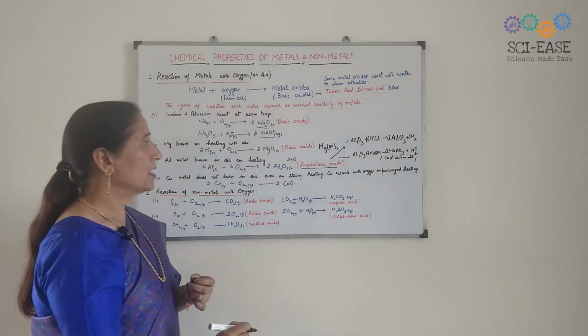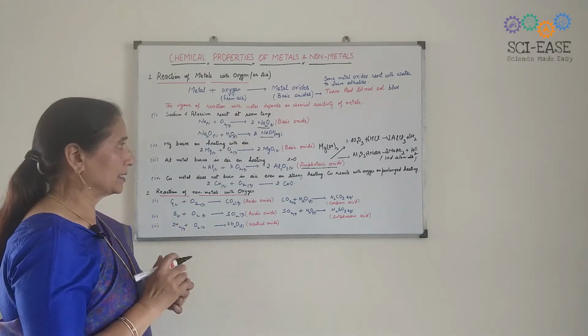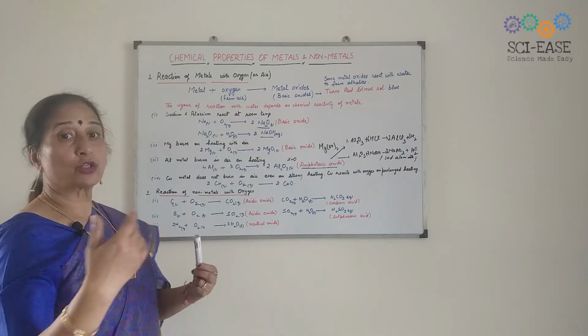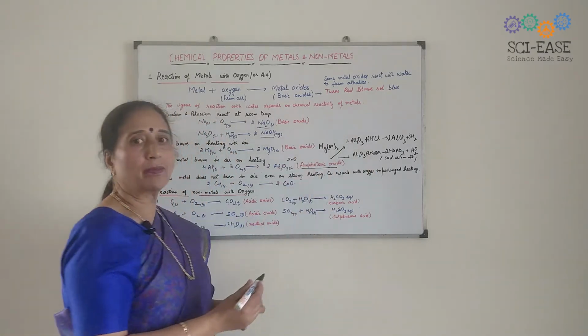Clear? So amphoteric oxides, they are very, very important. Give two examples or define amphoteric, but you should know, and these reactions are also very important.